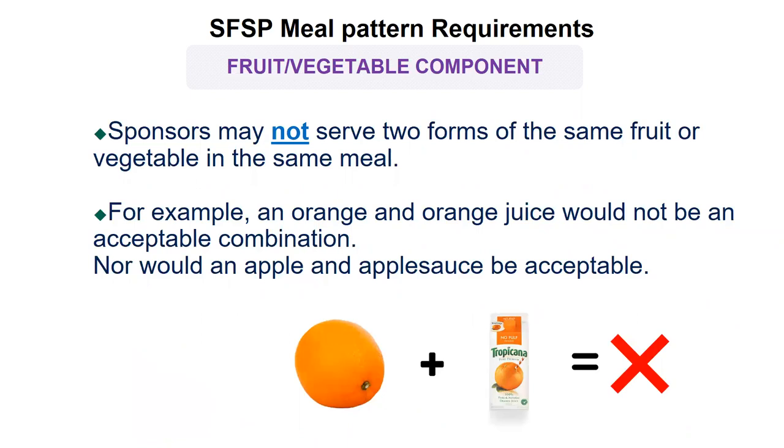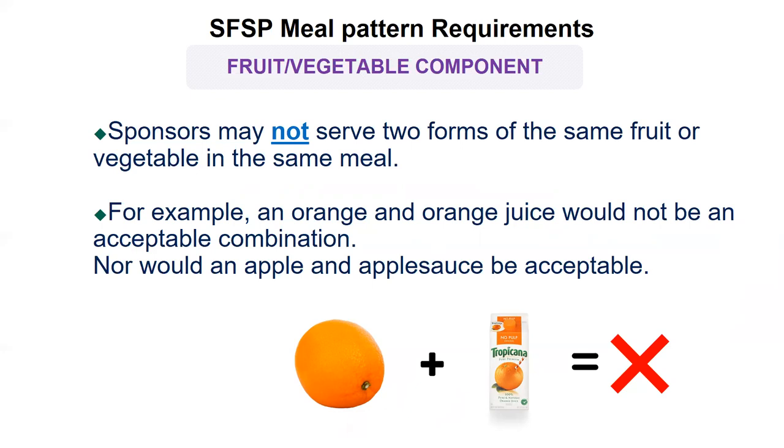Please be reminded that when you are trying to meet the fruit vegetable component requirement, you cannot serve two forms of the same fruit or the same vegetable in the same meal. So you could, for example, choose to meet that requirement by offering two different fruits. You could offer, like I said, a half cup of apple juice and then a navel orange that credits as a half a cup. So you have a half cup of each, total of one cup, 50% of your fruit vegetables coming from juice, but you're not exceeding 50% for that day.